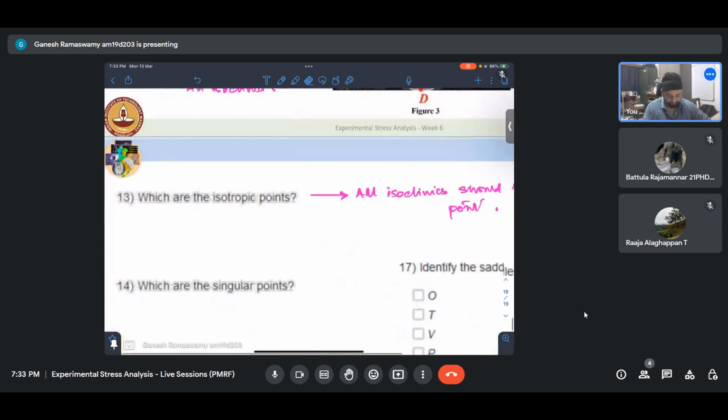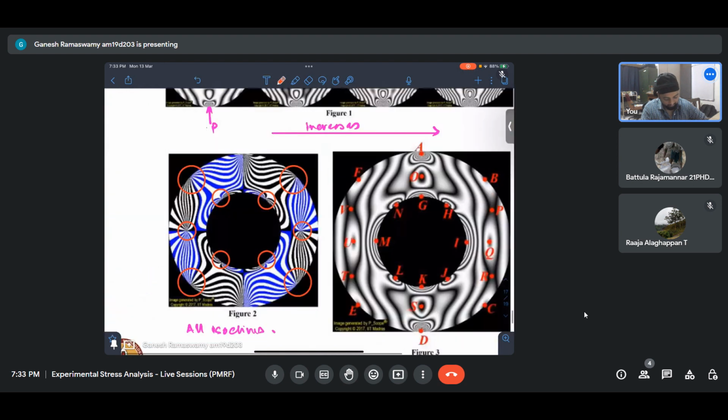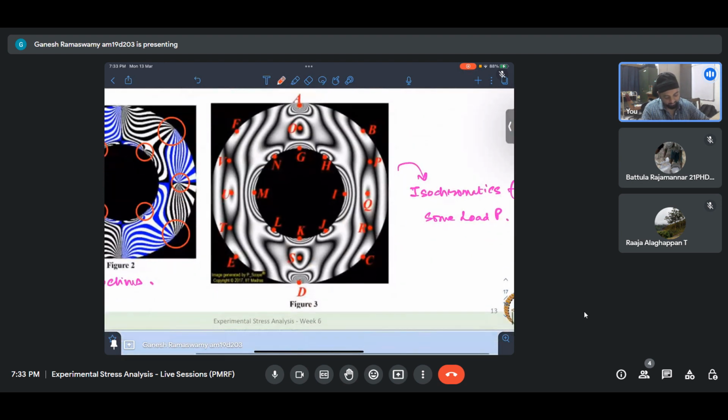Which are the isotropic points here? If I just translate it to the right figure, we have B, then Q, then B, Q, then C, then E, U, F. A and B are the load application points. Then on the inner surface I have H, J, L, N. So these are all of the 10 isotropic points that I have.